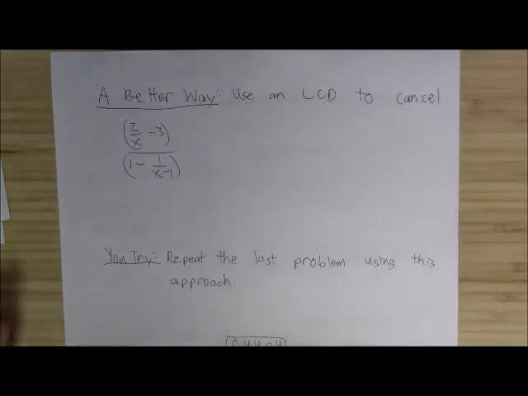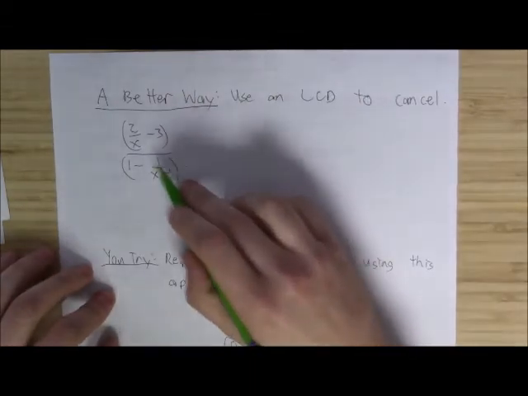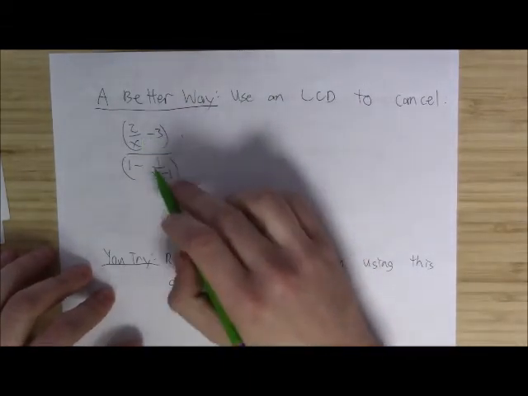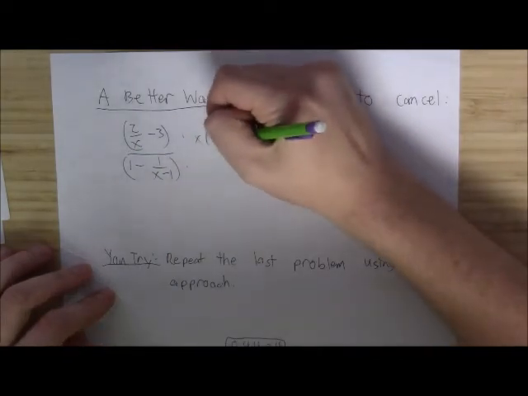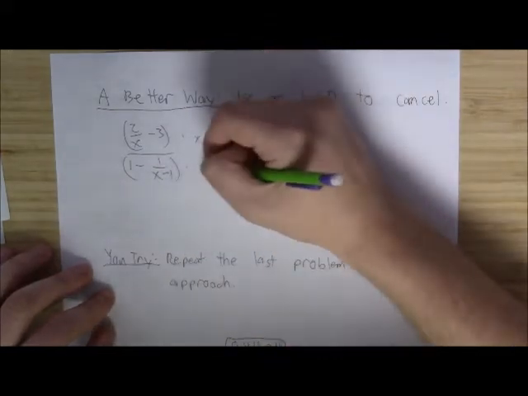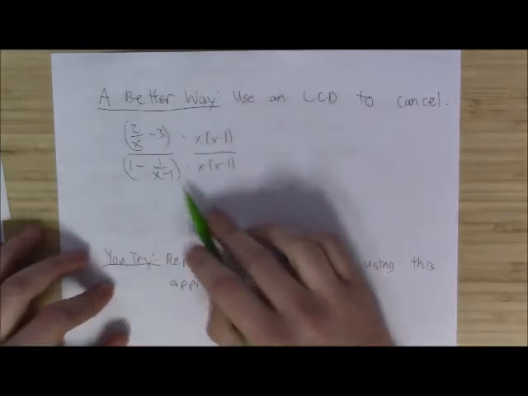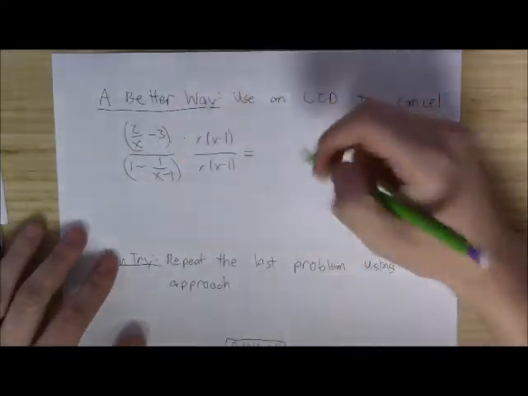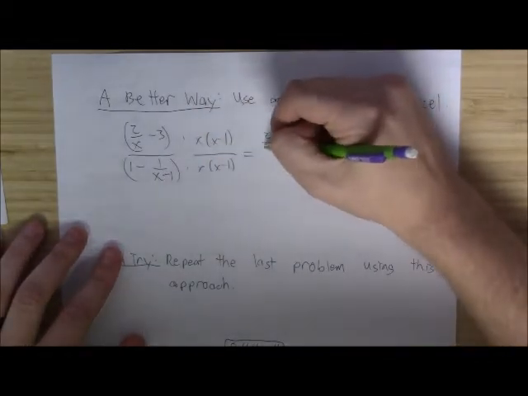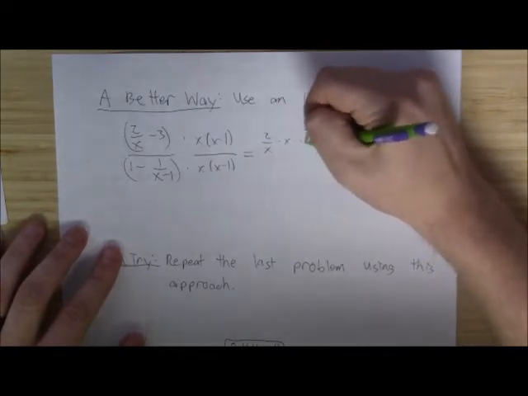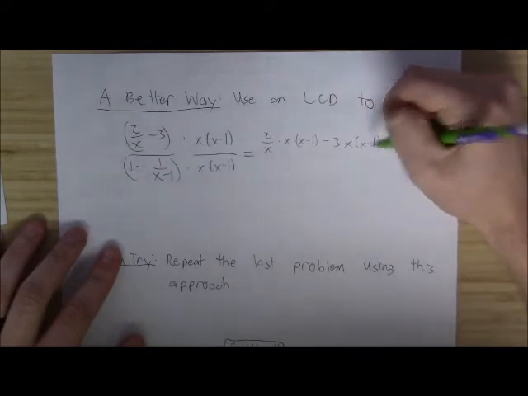Namely, if we multiply, we can multiply top and bottom of the expression by a common denominator for each of them. So if we take a common denominator of this and that all together, it's x and x minus 1. And then the bottom is x and x minus 1 as well. Put them all together. So multiply top and bottom by that common denominator. And you end up with 2 over x times x minus 1 minus 3 times x minus 1.